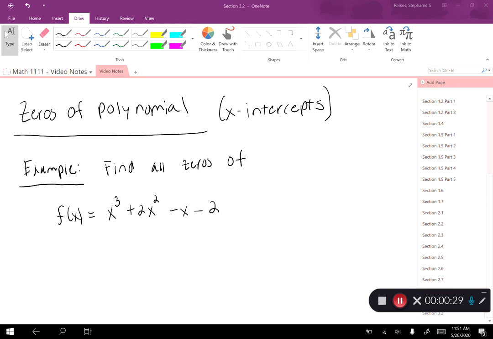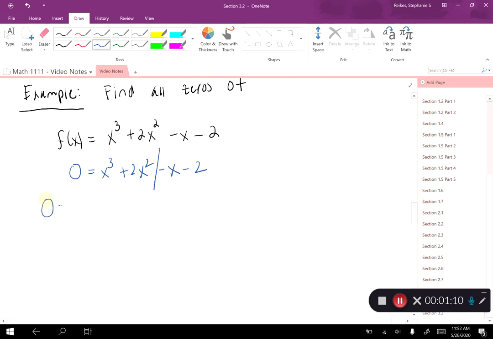Find all the zeros of the function f of x equals x cubed plus 2x squared minus x minus 2. Again, another word for zeros of a polynomial are the x-intercepts. And in order to find the x-intercepts, we plug 0 into y. So setting our function equal to 0, we get 0 equals x cubed plus 2x squared minus x minus 2. In order to solve this polynomial, I see 4 terms, so I'm going to use the cut in half factoring technique to solve for x.